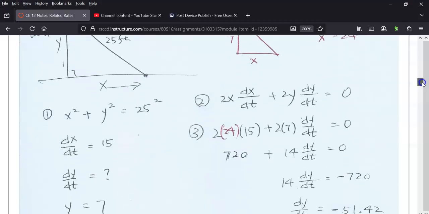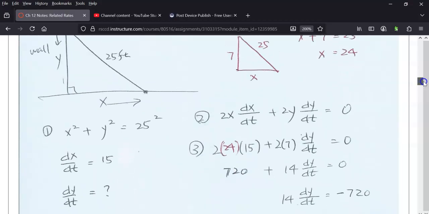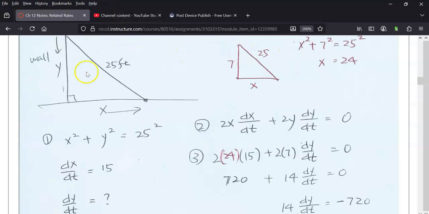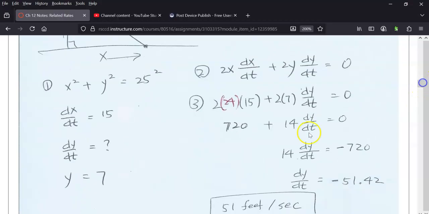Now, what's given to you? So we know, it says in the problem, the base of the ladder is sliding outwards at 15 feet per second. So that's dx/dt. Now they want to know how fast the ladder is coming down on the wall, so that's dy/dt. And they give you a number. They say when the top of the ladder is 7 feet above the ground, so y equals 7.